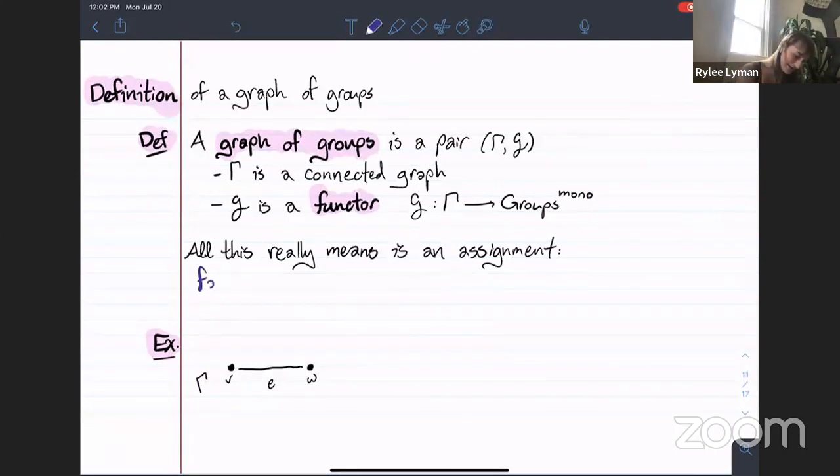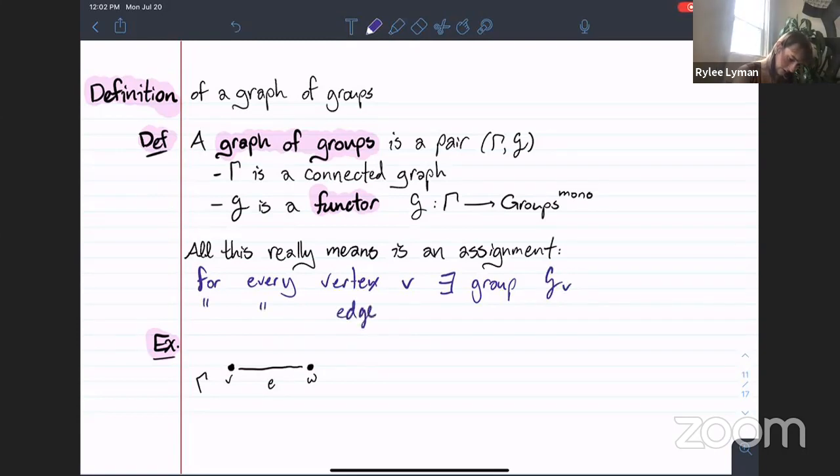So for every vertex V, there's a group, script EG sub V. And for every edge, notice edge, not oriented edge. Great. Okay, just so we're clear, there's a group, script EG sub E.